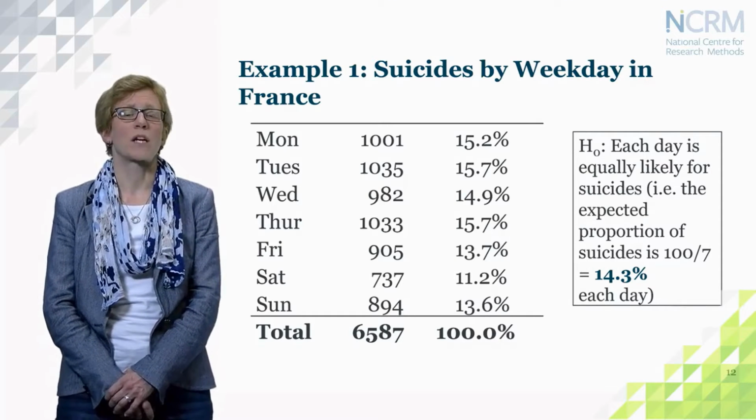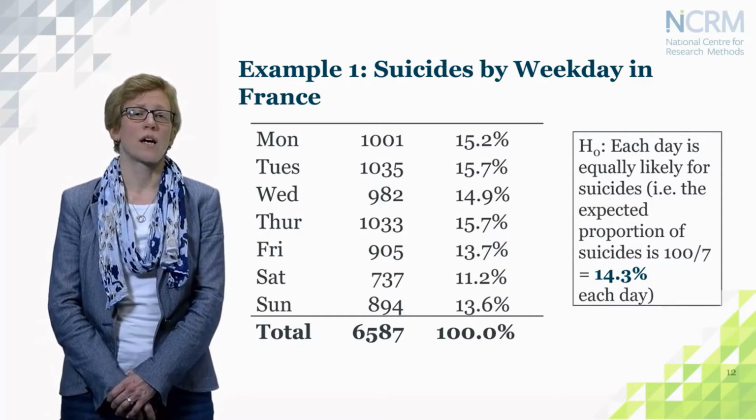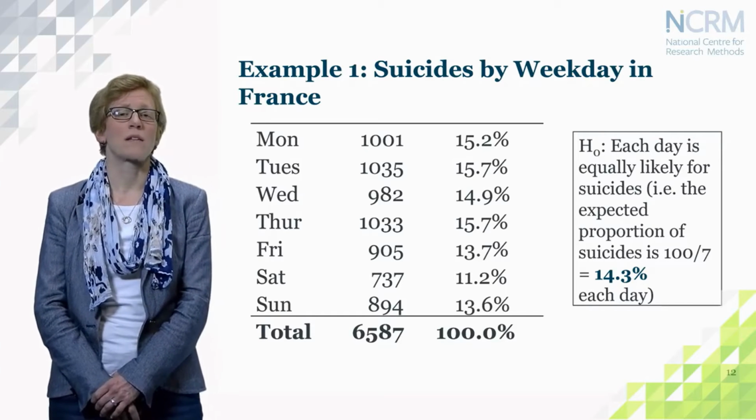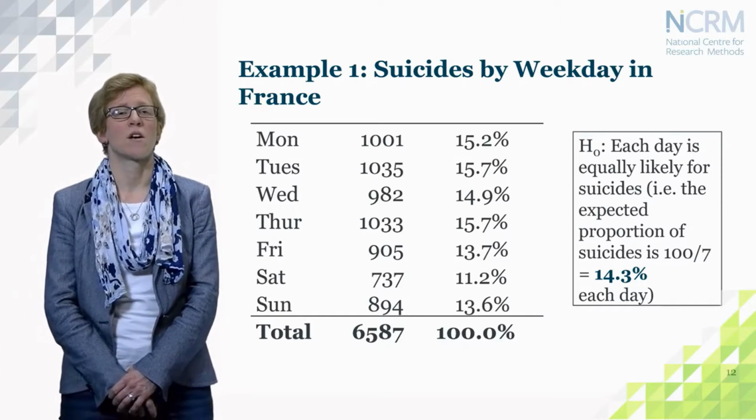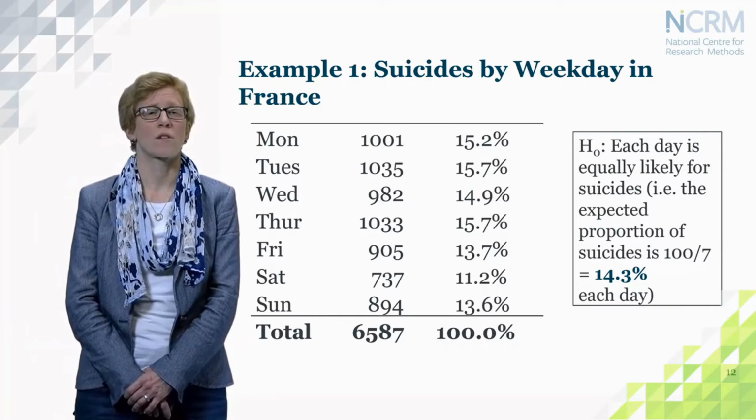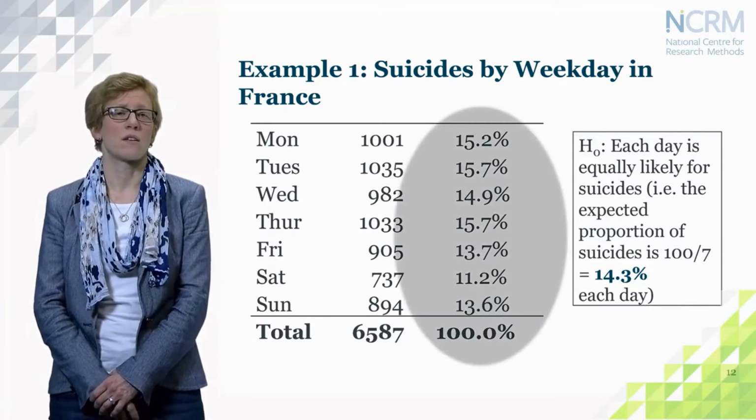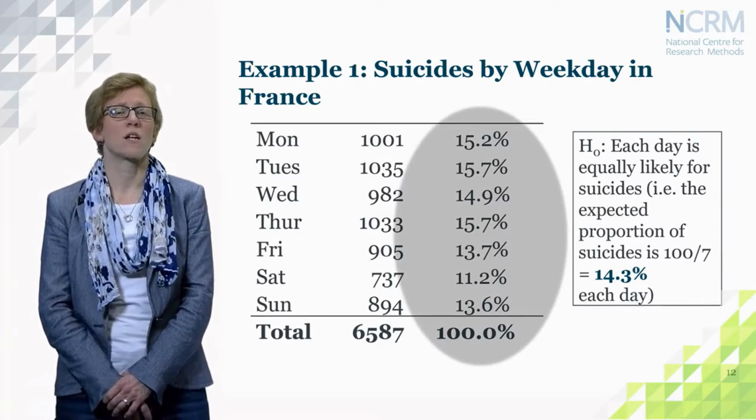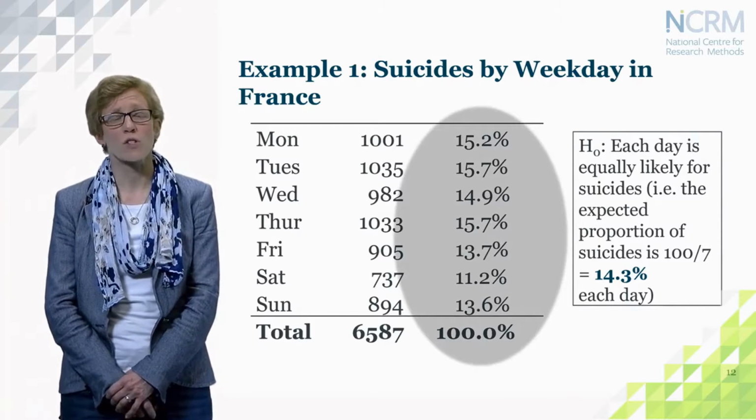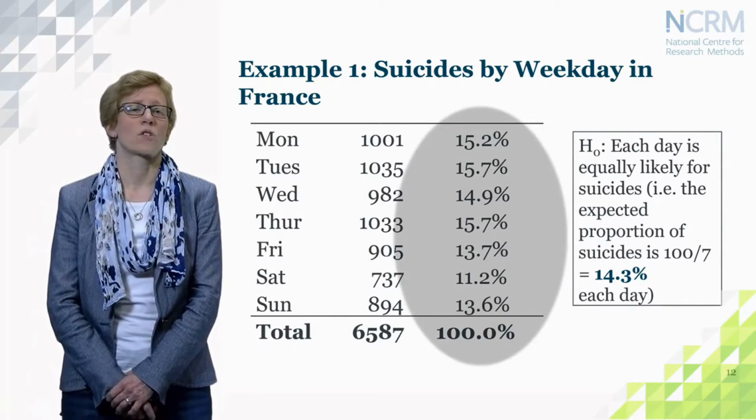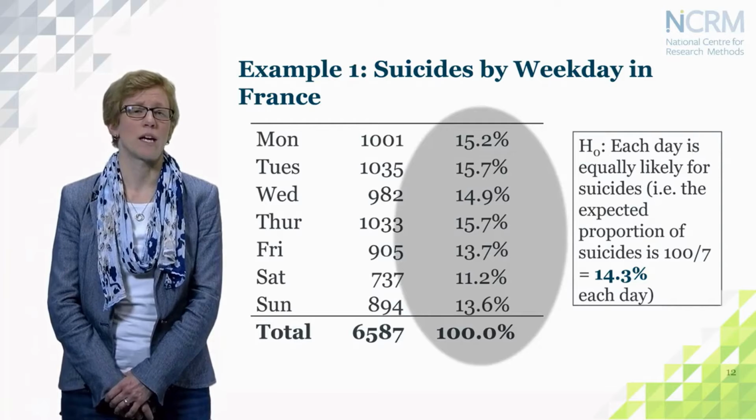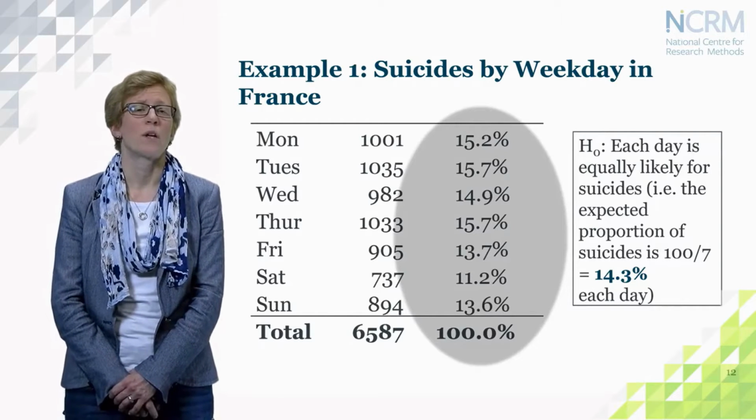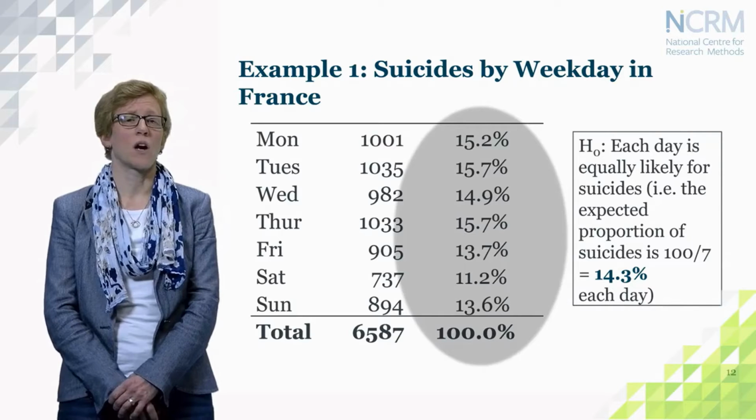That means the expected proportion of suicides is about 100 over 7, so 7 days of the week. So basically just over 14% per day. And if you're looking at the third column of the table, we see the actual observed distribution, and obviously that depends a little bit on each day of the week possibly, and diverges a little bit from 14% per day. But maybe the divergence is not very much, and we are satisfied with our assumption.